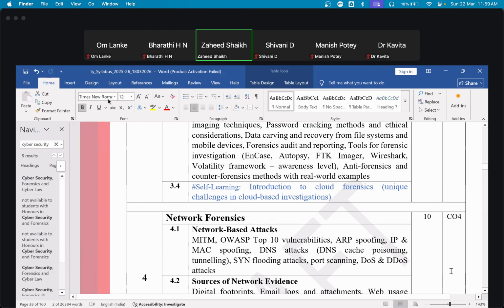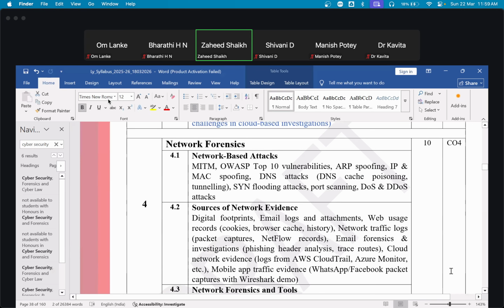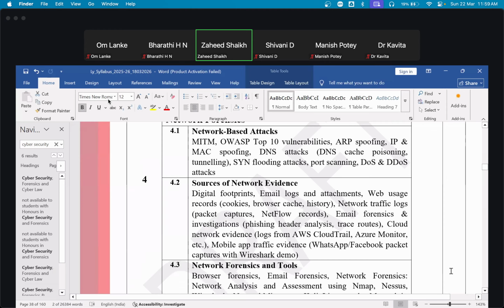Module number 4 basically talks about network forensics. Different network-based attacks: ARP spoofing, IP spoofing, MAC spoofing. What are the different types of DDoS attacks? We'll be learning about those. What is fingerprinting? What are footprints? How do we analyze network traffic? How do we analyze the logs coming out from different endpoints?